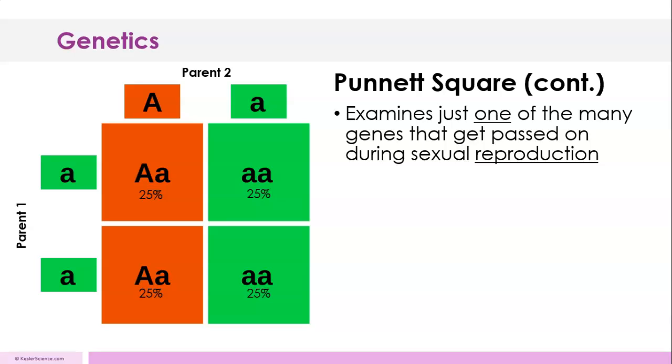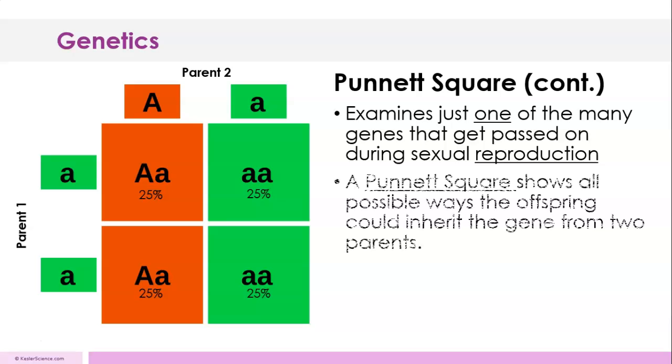You can even do an even larger Punnett square where you're testing three different traits and finding the probability, and you can continue on making your Punnett squares bigger and bigger. We'll talk about that a little bit more in our next lesson. Punnett squares show all of the possible ways that the offspring could inherit the gene from their two parents.